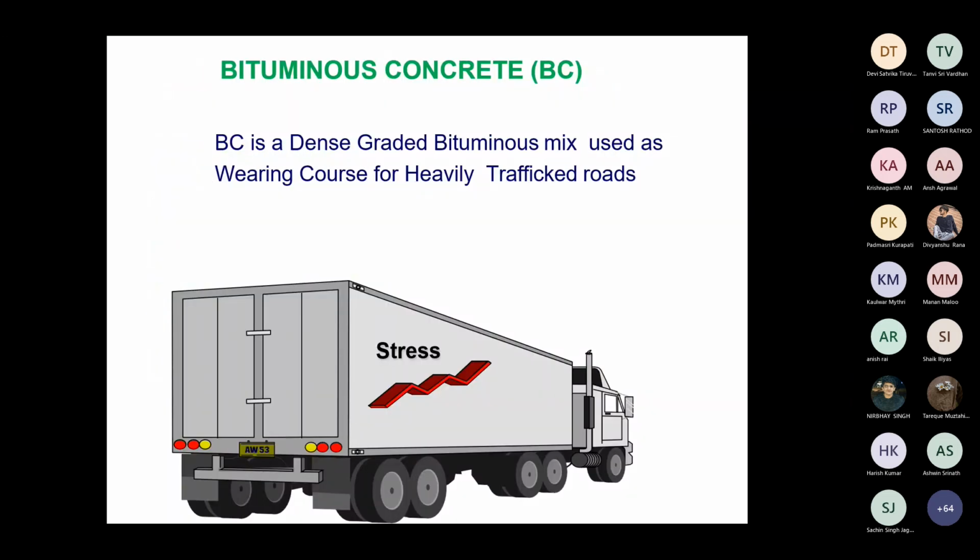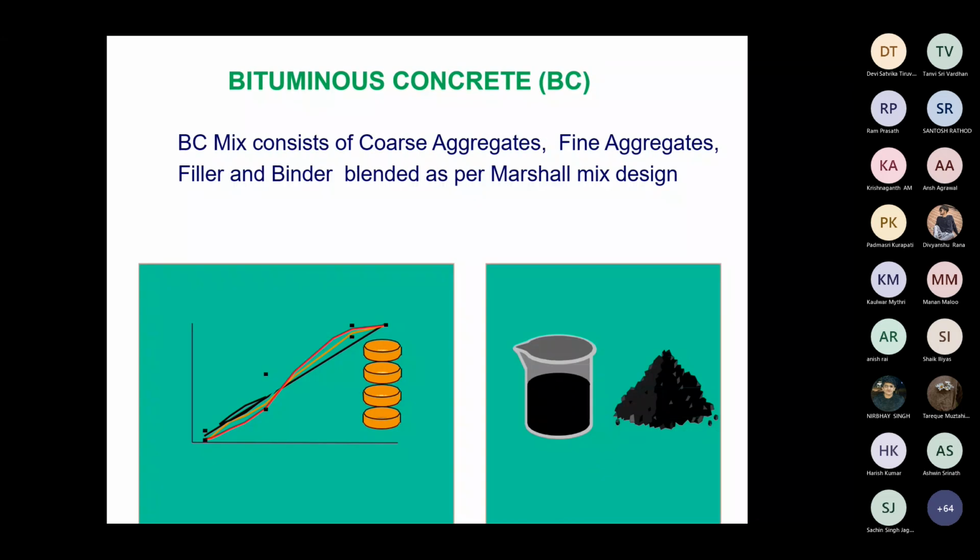Then bituminous concrete, this is again a dense graded bituminous mix used as bearing course for heavy traffic roads. Okay, so you should check the gradation of the aggregate and find the properties of the mixture, both bitumen and aggregate. Then find the optimum bitumen content based on this Marshall mix design. So mix BC consists of coarse aggregate, fine aggregate, filler, and binder. Binder is the asphalt or the bitumen, and this is done as per the Marshall mix design.